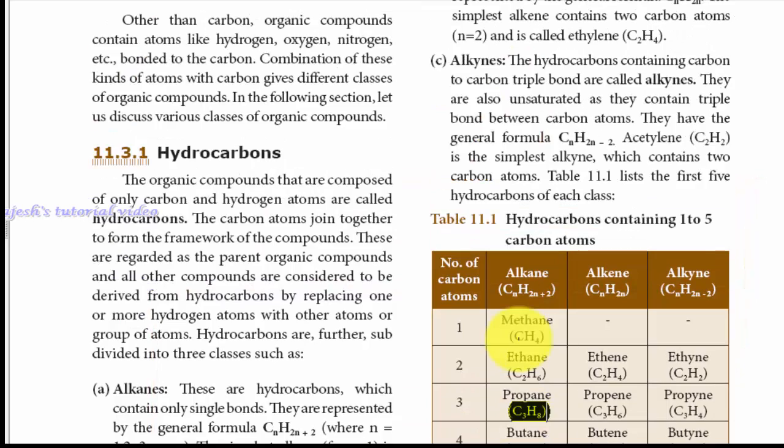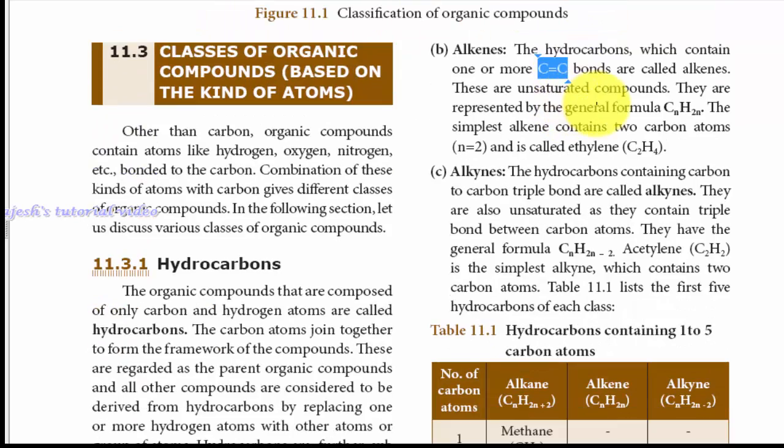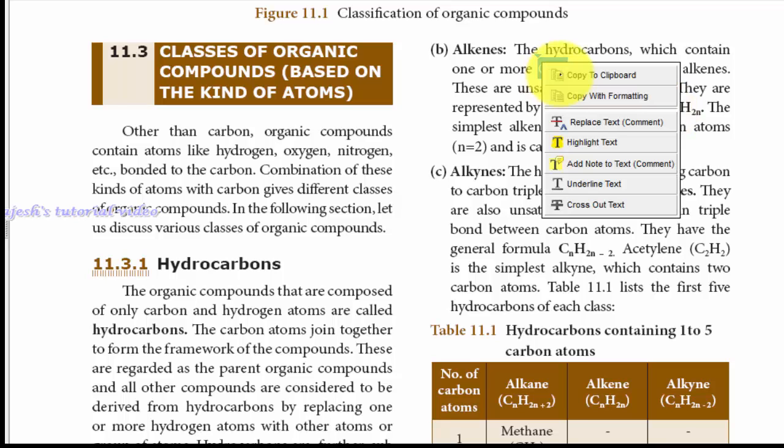Next is alkenes and then alkynes. Alkenes and alkynes together are called olefins. They are unsaturated hydrocarbons, because alkenes contain one or more double bonds and alkynes contain one or more triple bonds. So because they contain double and triple bonds, they are unsaturated hydrocarbons.